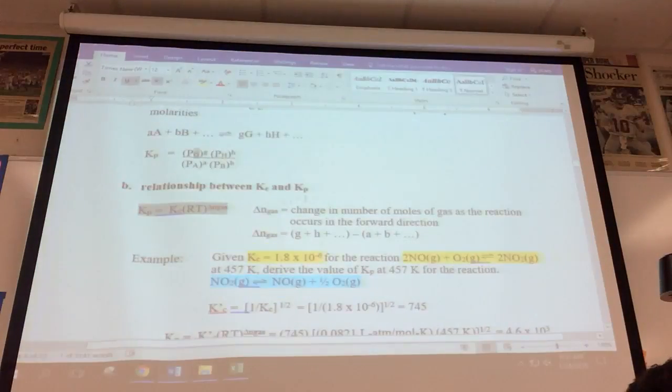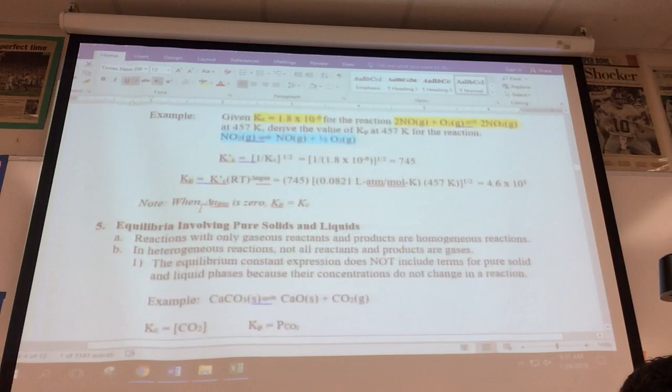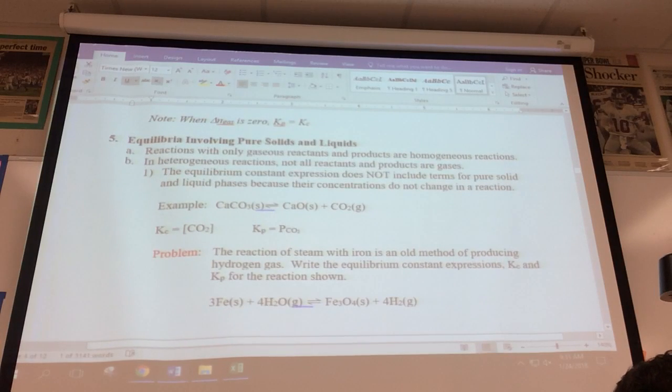You can convert between Kc and Kp. This is not something that they're going to ask you. They no longer give you this equation, so we won't cover it. And again, as we already mentioned, we don't include solids or liquids in equilibrium constant expressions, and that's because their concentrations don't change. So no solids, no liquids.